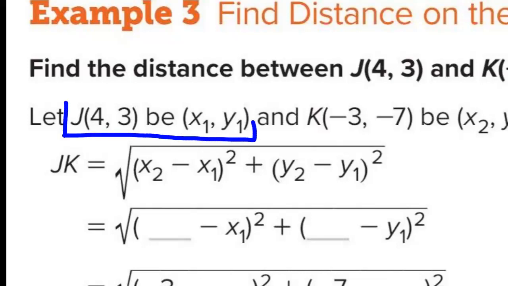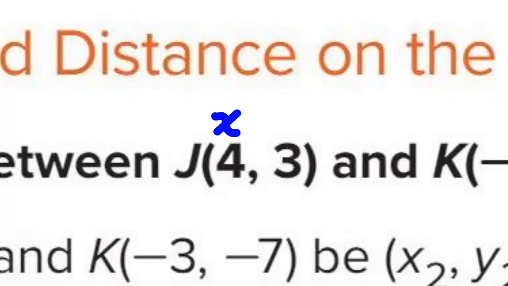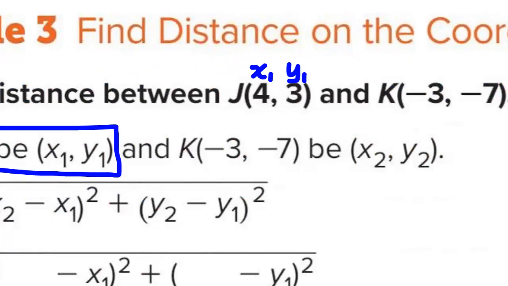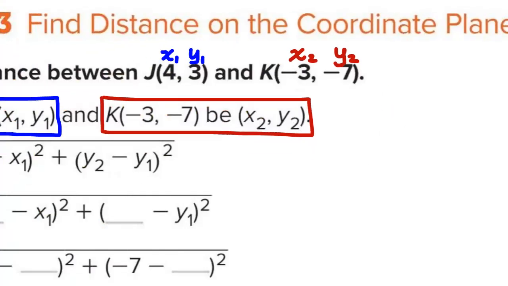We're going to let point J, which is (4, 3), be the x1 and the y1. Please label this right above these numbers in your book. Label the x1 and the y1. And then we're going to let point K be point 2. So that ordered pair, (-3, -7), that's going to be my x2 and my y2.